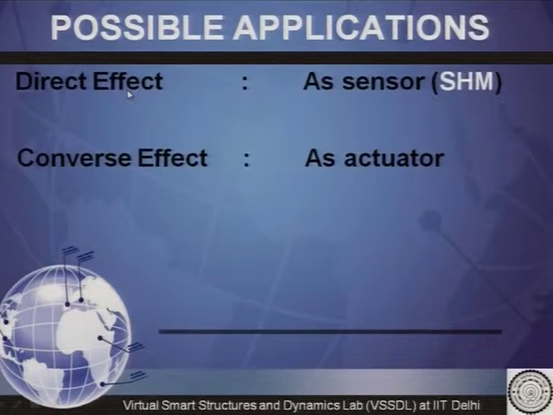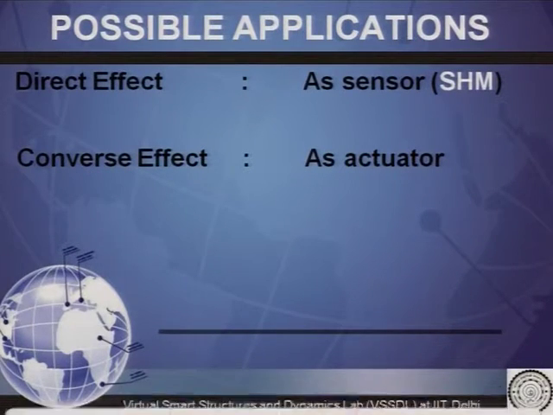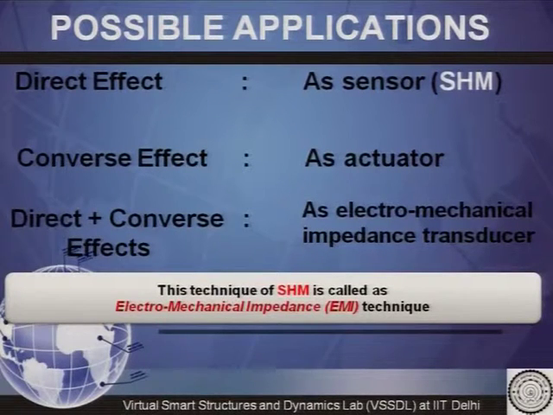So, possible applications of piezo materials are: in the direct effect, it can be used as a sensor which is used for the structural health monitoring of any structure, that is SHM. In the converse effect, piezo sensors can be used as actuators, and when these materials are used in a combined action, that is direct and the converse effect simultaneously, they are used as electromechanical impedance transducers. This technique of SHM is called EMI, electromechanical impedance technique.